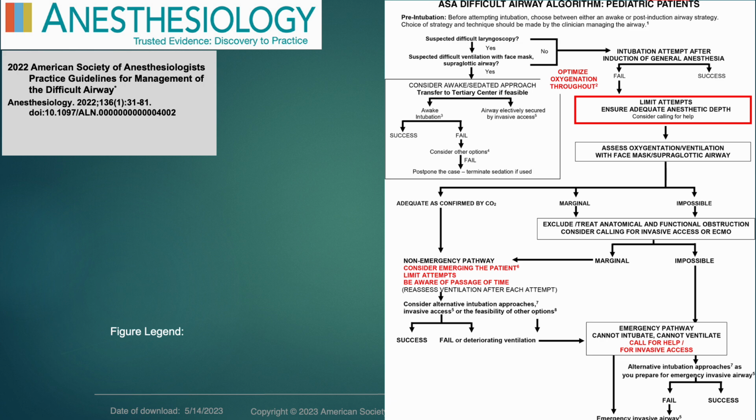So here's the pediatric guide. Invasive access is normally needle cricothyrotomy, okay? But typically with kids, very rarely will you have a cannot ventilate. You can have cannot intubate, but cannot ventilate is very rare. So that's whenever you're going to have to use an alternative approach. Those are very, very scary.